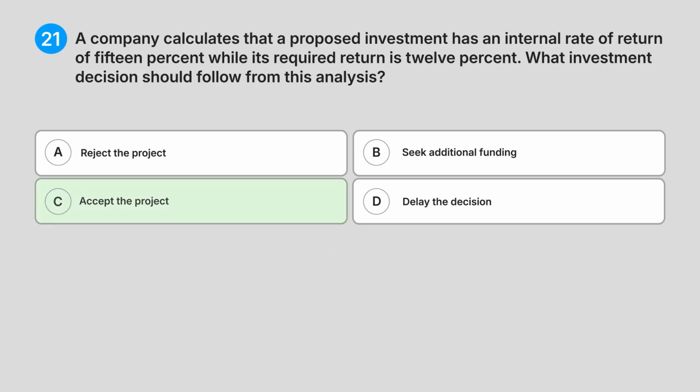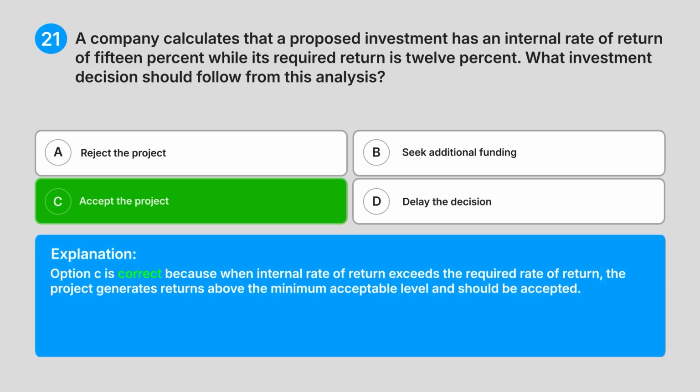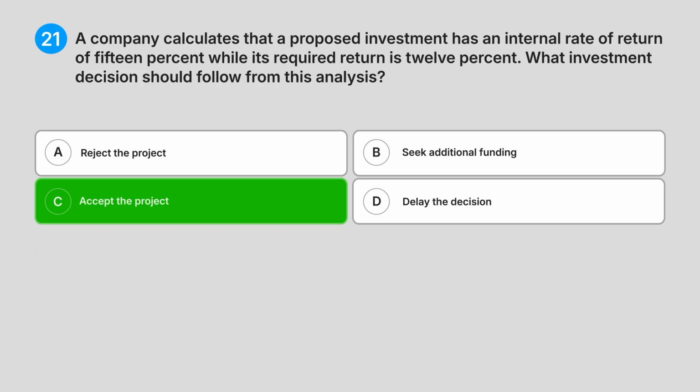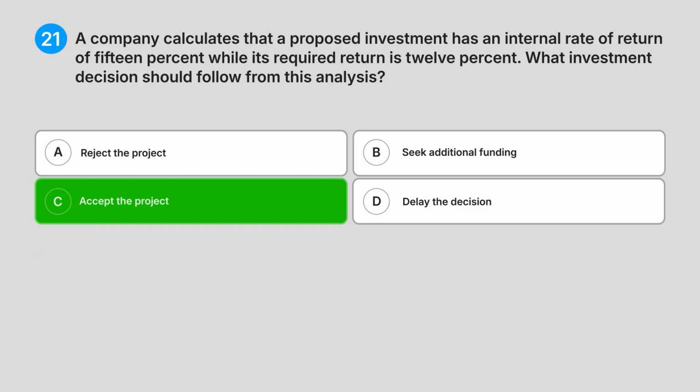Correct answer, C. Accept the project. Explanation. Option C is correct because when internal rate of return exceeds the required rate of return, the project generates returns above the minimum acceptable level and should be accepted. Option A is incorrect because rejecting a project that returns 15% when only 12% is required would waste a profitable opportunity that exceeds minimum standards.